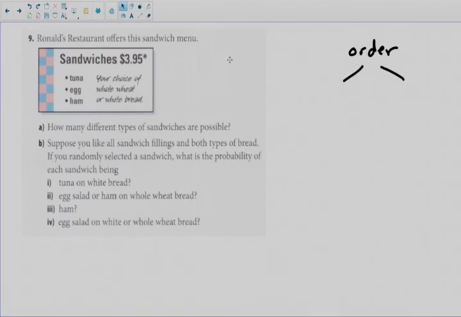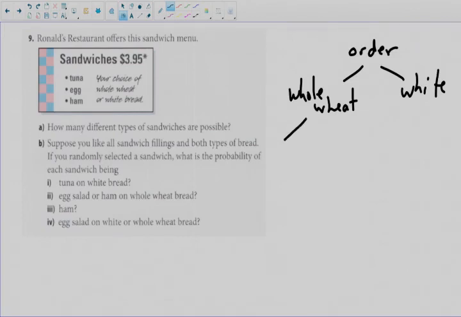So white, or whole wheat. You then have 3 choices of meat for both. Tuna, egg, or ham. Same thing for the white. Tuna, egg, or ham. So the first question says, how many different types of sandwiches are possible? Well, there's 1, 2, 3, 4, 5, 6. So there are 6 different types of sandwiches.